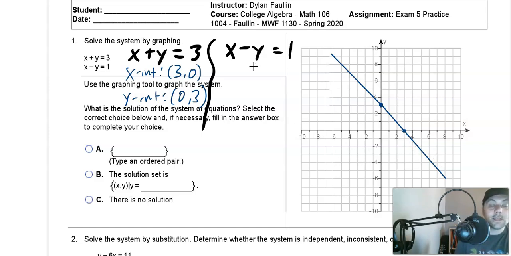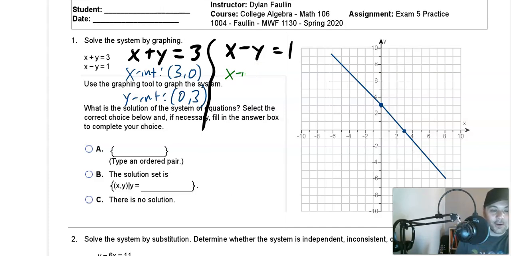Same thing here. We're going to do the x-intercept and y-intercept. That was kind of weird. I'm using the line drawing tool instead of the freehand tool. For the x-intercept, you plug in 0 for y. That makes that term go away. You get x is equal to 1. So you get 1, 0. That would be this point right here.